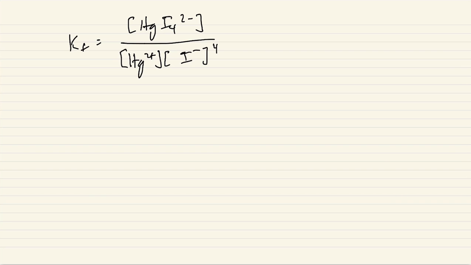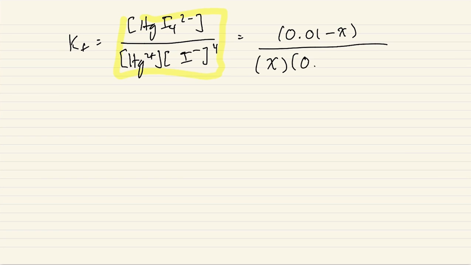So we plug those values into here, right? Because those are what those expressions represent. They represent those concentrations at equilibrium. So this equals 0.01 minus x over x times 0.74 plus 4x to the 4th power.